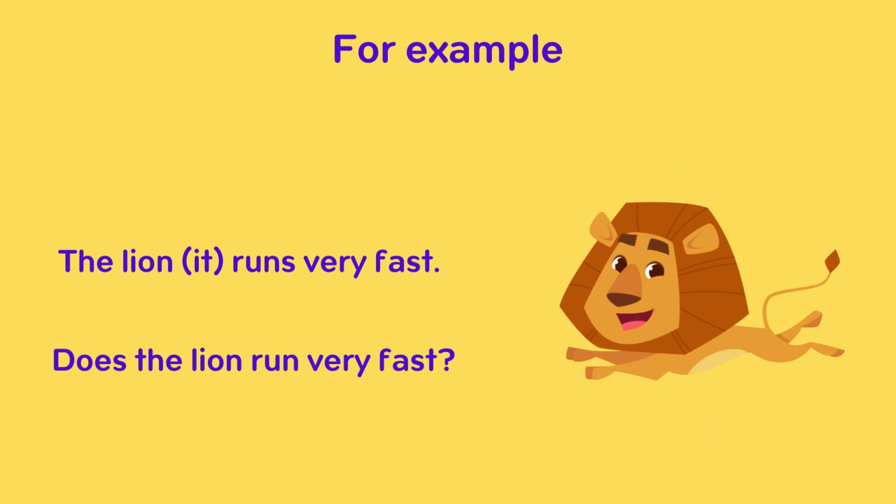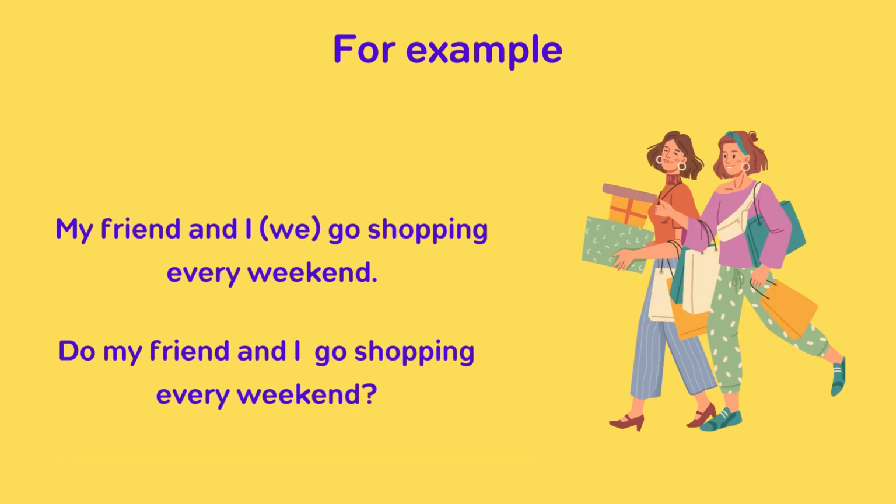The lion runs very fast. We bring does to the beginning of the sentence and take s away, and it goes like this. Does the lion run very fast? Question mark. My friend and I go shopping every weekend. Do my friend and I go shopping every weekend?